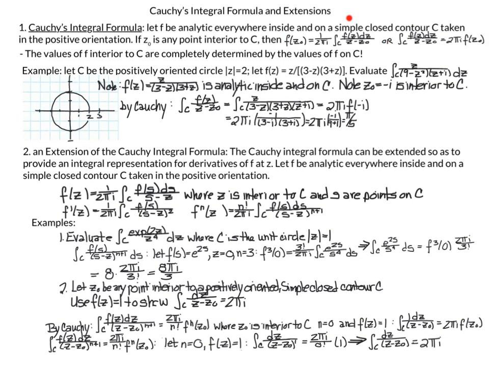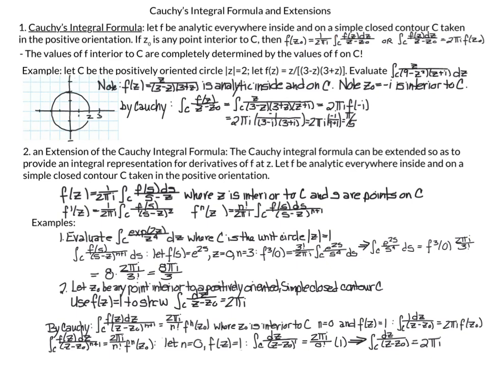And the striking thing about this formula is the values of f interior to C. In other words, look at this. We have f at z naught, where z naught is any point interior to our curve. So for our example, if this is C, for any point interior to here, the value of f of z is going to be determined by the values of f on the contour.